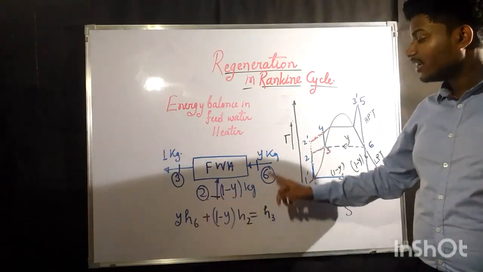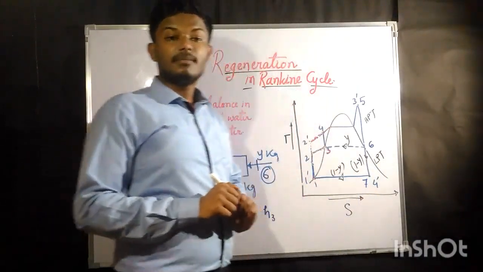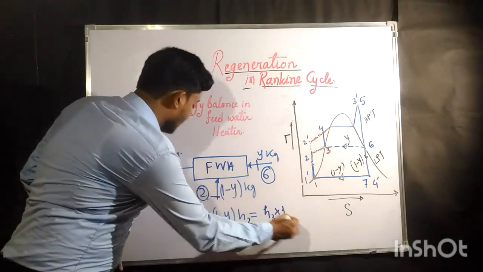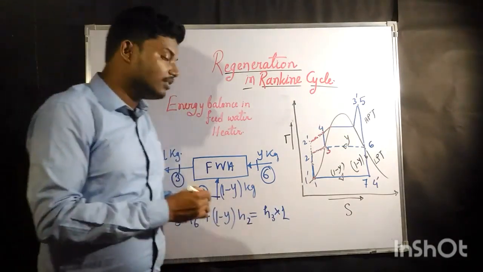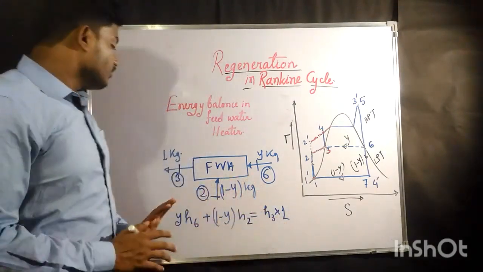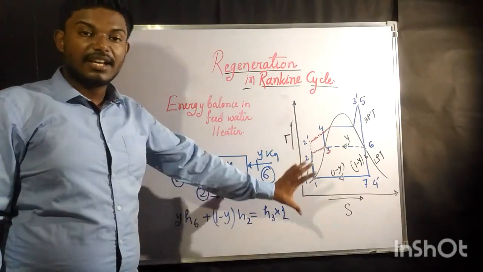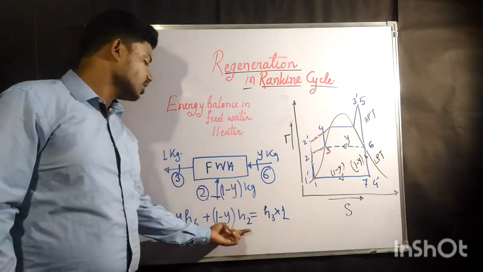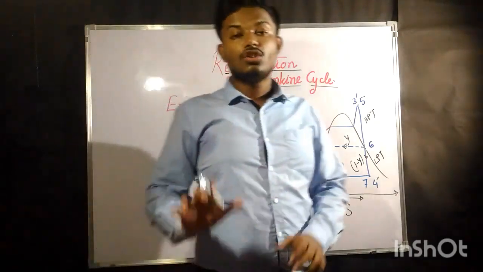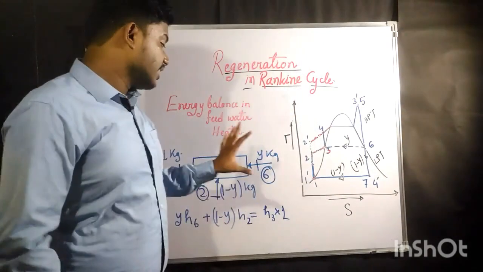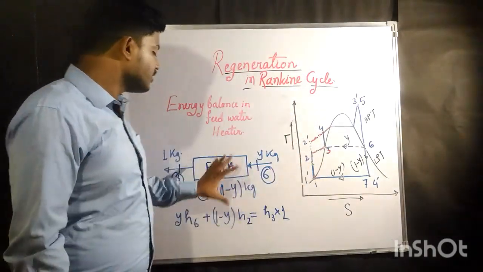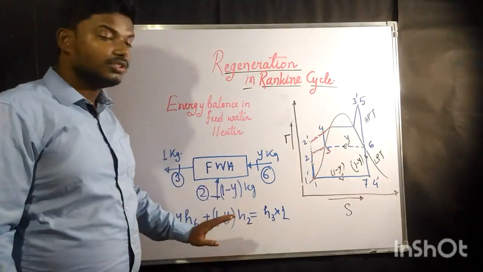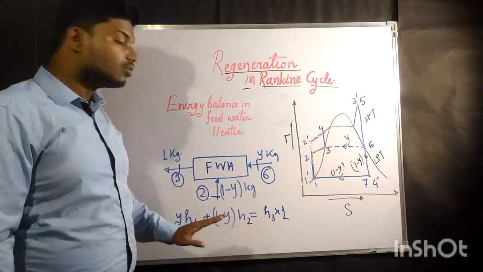And with what enthalpy does it come out of the feed water heater? This is 1 kg at point 3, so it would be H3 into 1. So from the energy balance of the feed water heater, H3 is equal to Y into H6 plus 1 minus Y into H2. This is our energy balance of the feed water heater. From this relation, we are going to find the different values we are asked to find.